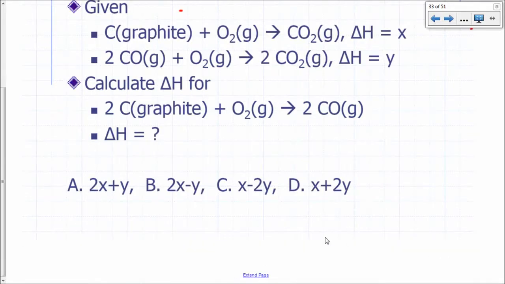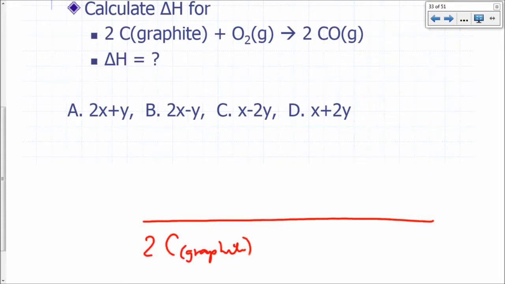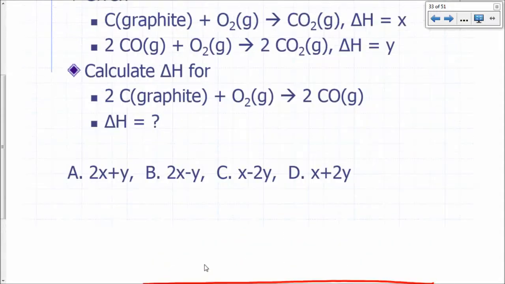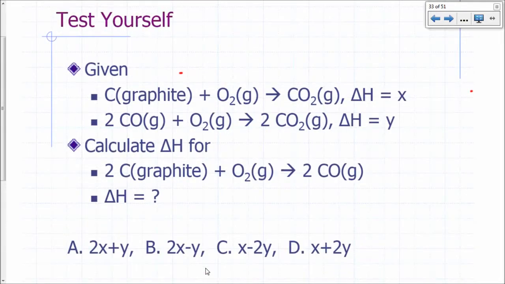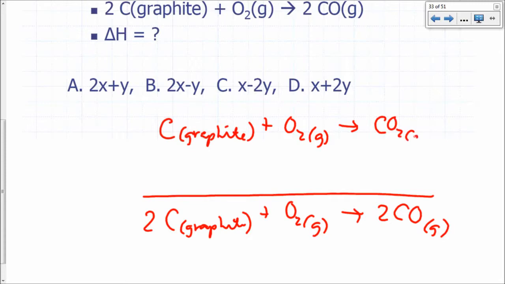Imagine, my goal is to get a reaction where I start off with 2 moles of graphite and 1 mole of O2, and end up with 2 moles of carbon monoxide. Well, which of these two reactions up here has graphite on the left-hand side? A mole of graphite on the left-hand side. This one, right? So maybe what I can do is I'll imagine burning graphite so it becomes carbon dioxide. So my first reaction would be graphite plus O2 gas gives me carbon dioxide gas. But I need 2 moles of graphite. So what should I do with this reaction right here? Double it, multiply all the coefficients by 2.